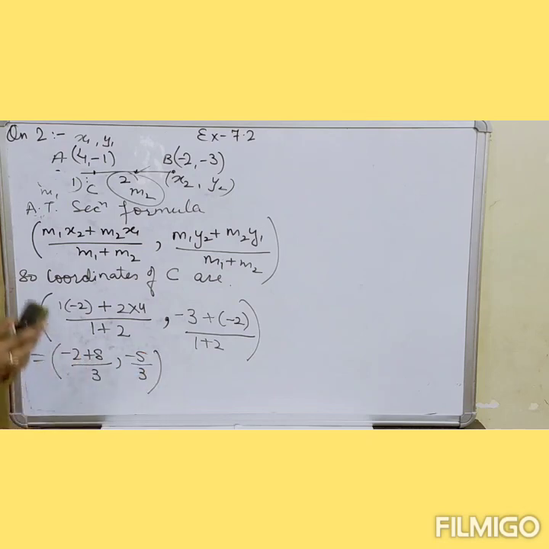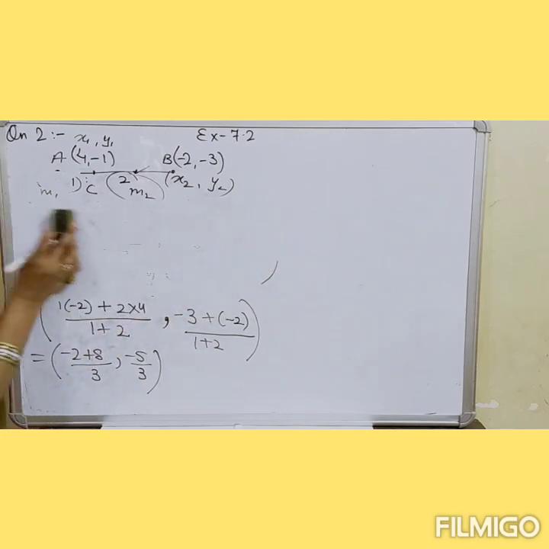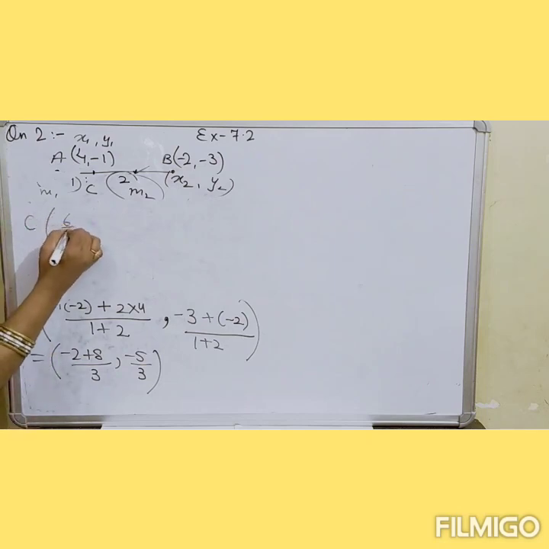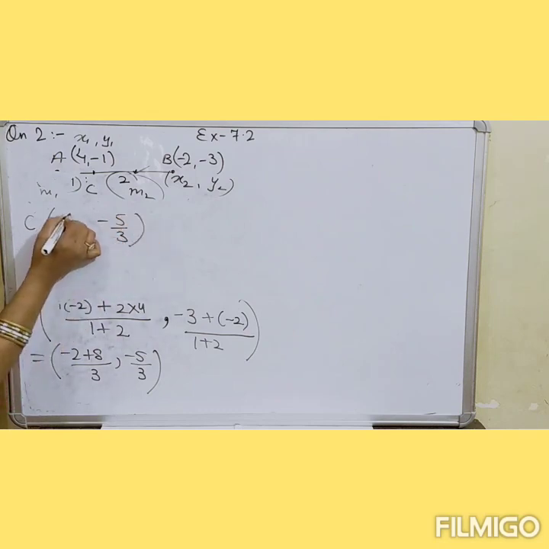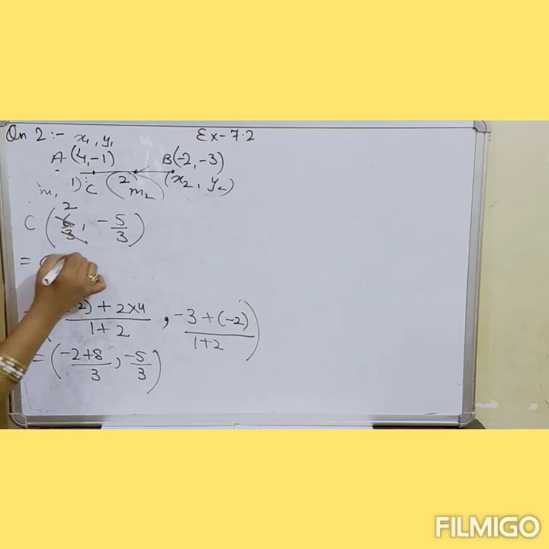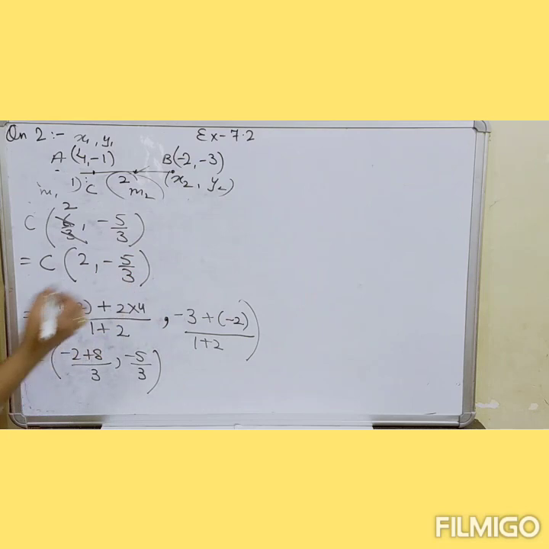Let us solve a little and we'll get the value of point C. Coordinates will be, C will be 6 by 3 and minus 5 by 3, and we know that this will cancel out. So the answer for the point C is 2, minus 5 by 3. So these are the coordinates for point C. So we have already found the value of C.